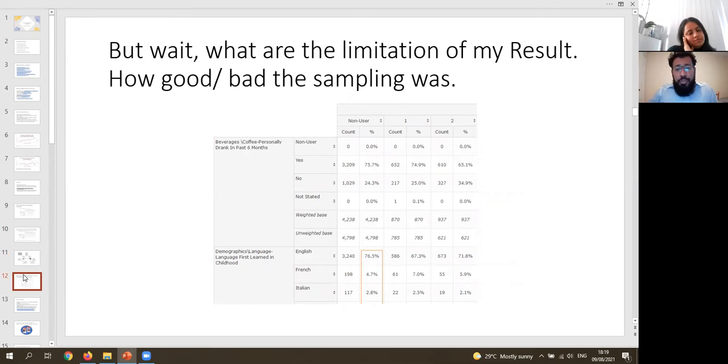Okay, but before we jump into any conclusion, wait, what is the limitation of my results? Going back to my previous slide, I made a conclusion: yes, people who have one kid drink more coffee, but I have a limitation in my data. That data primarily came from those people whose first language was English. Can this data be applied to someone who's not speaking English? It could be the Greek language or it could be some African language. So our data has some limitations and we need to look at how good or bad the sampling was.